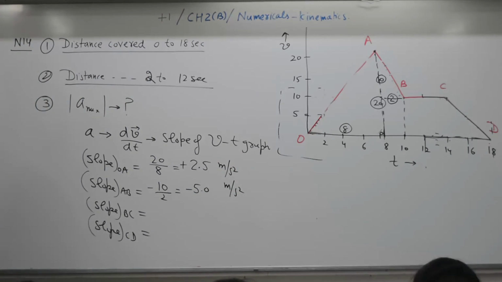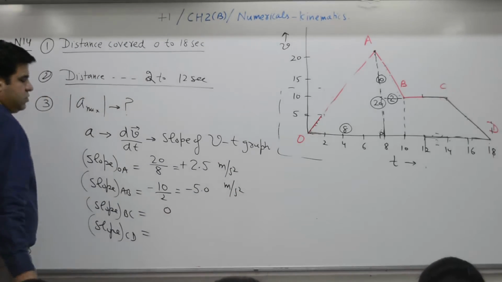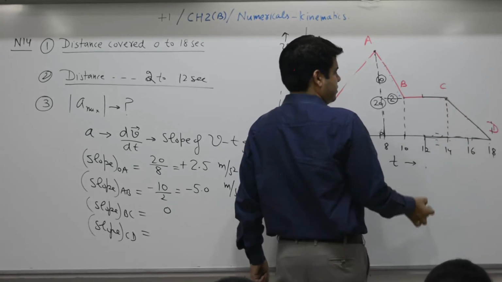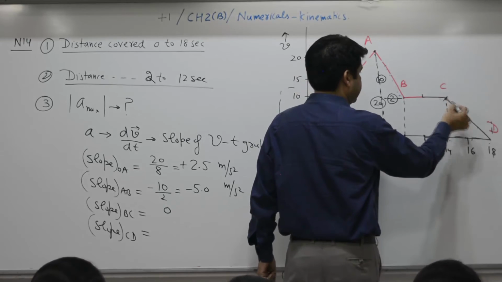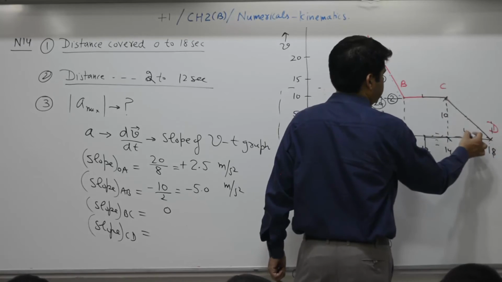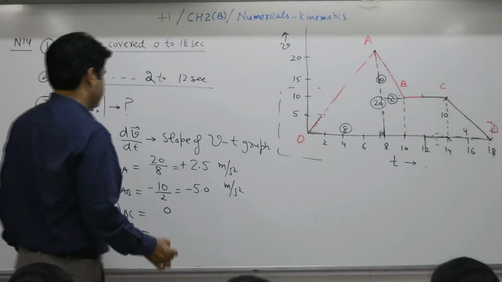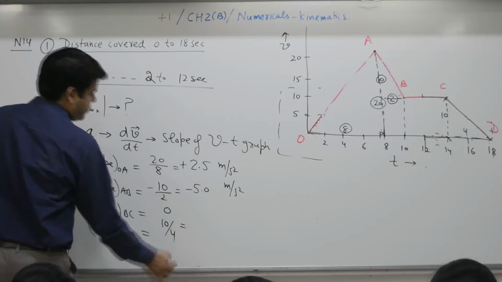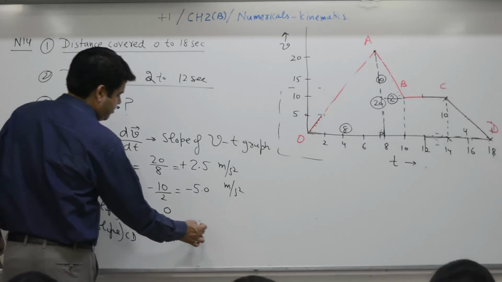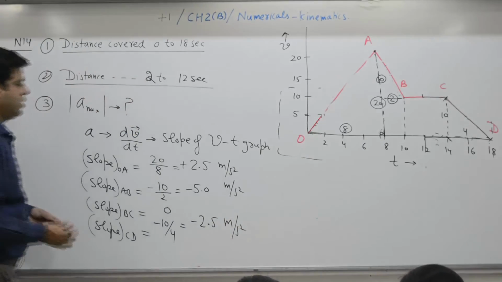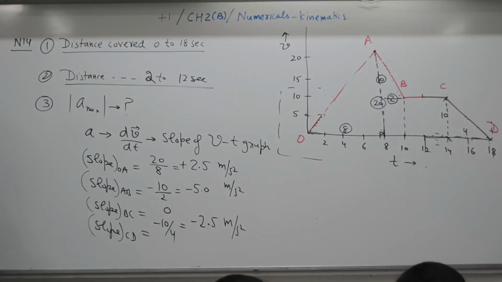Third, B to C, slope is 0. Slope C to D, yes. C to D, 10, final is 0. So this change is 10. How much time? 14 seconds to 18 seconds. 4. So what you get is 10 by 4, minus. So 4 values.